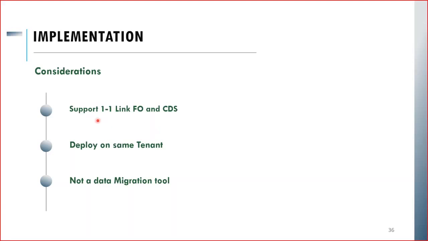It's always a one-to-one relationship, deployed onto the same tenant. Dual write is not a data migration tool. So do not consider this as a high performance or best solution for your data migration. It's always recommended to sync maybe under 10,000 records at one time.